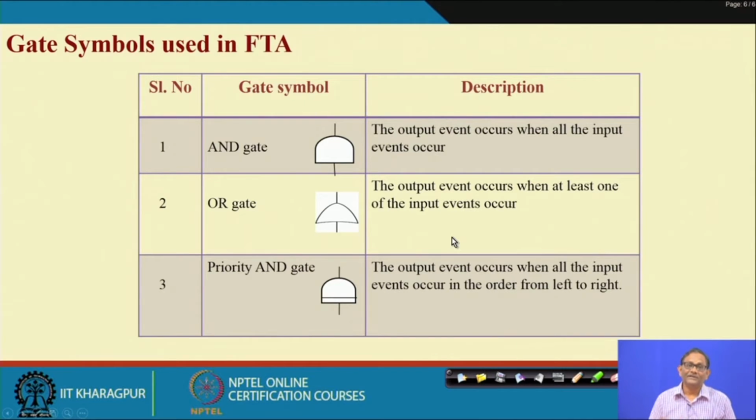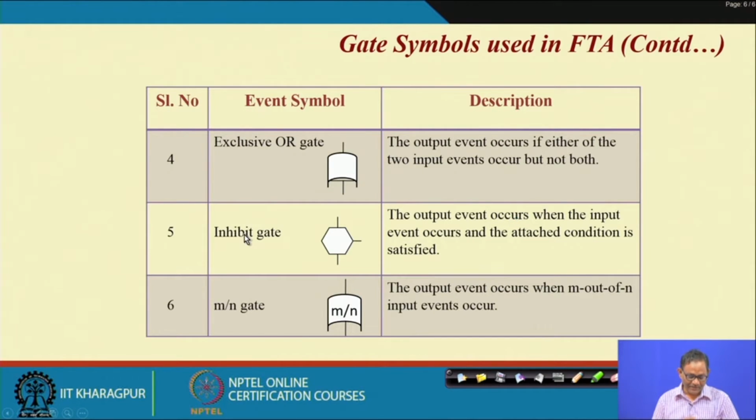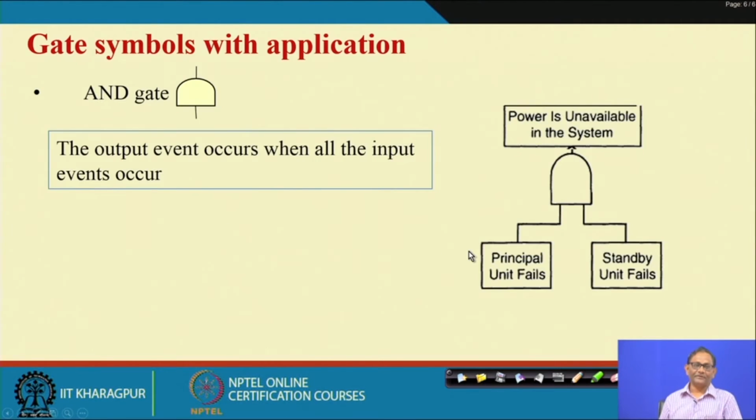Then there will be several gate symbols. Gate symbols are used in between event symbols to logically link the parent event to the child events. Okay. So, there will be the AND gate, OR gate, priority AND gate, and then the exclusive OR gate, inhibit gate, and voting gate. So, I am showing 6 gates here. I will explain all those gates with examples.